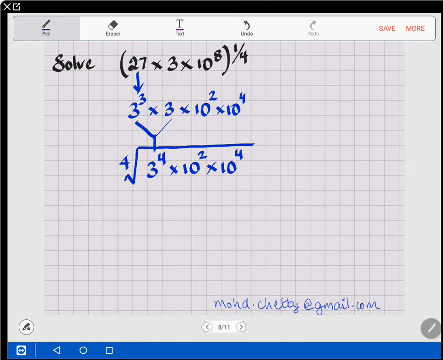What is the beginning? 3 to the power of 4 to the fourth root becomes 3. And this is 10. 10 to the power of 2 to the power of 1 quarter. And 10 to the power of what? Half.